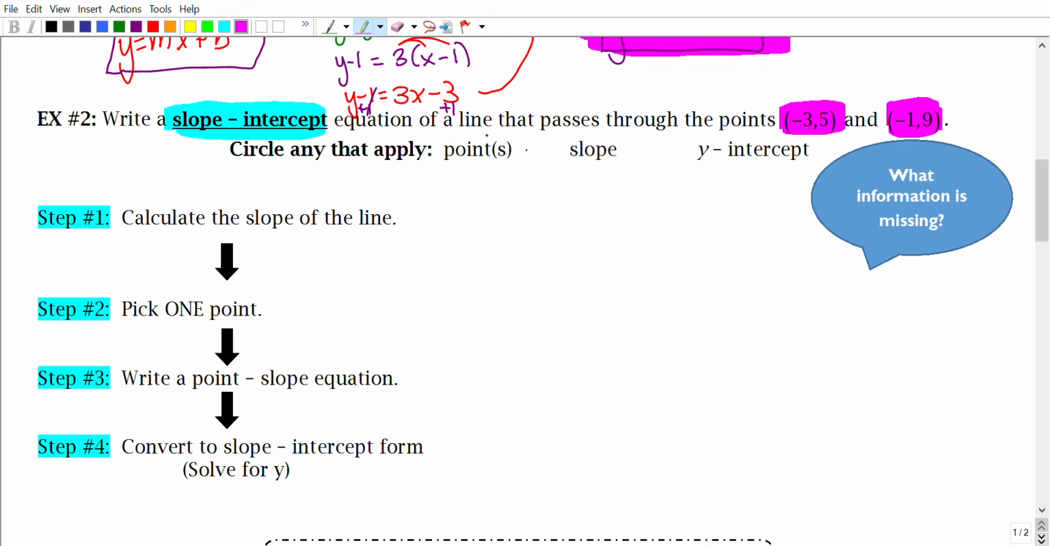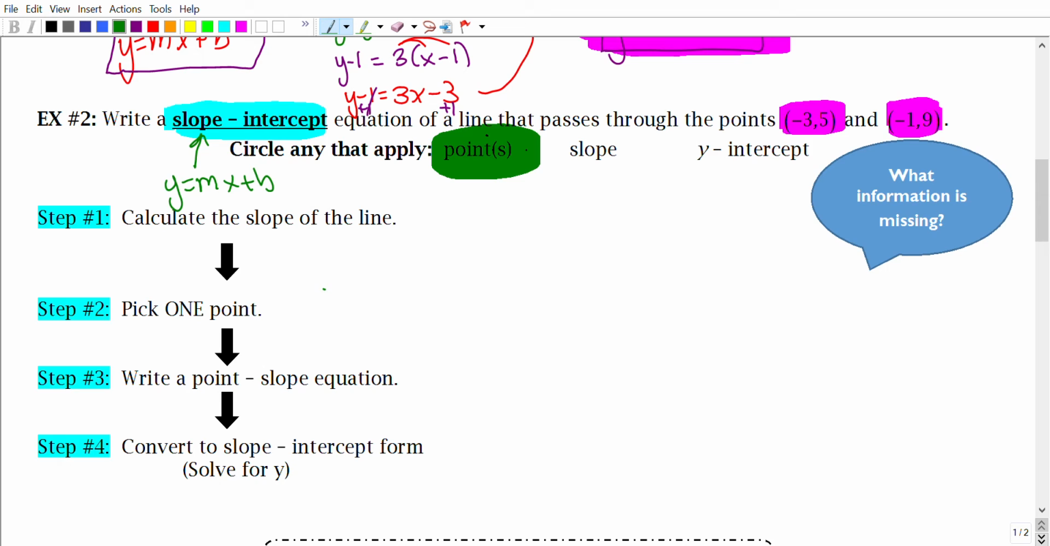Okay, so what information are we given? That's why I have this little thing down here that says circle any that apply. Well, we're definitely given points. Are we given a slope? Nope. Are we given a y-intercept? No, I'm not given either of those two. All I'm given is points. So we're going to have to do a little bit more work here in order to get it into our y equals mx plus b form. Because remember, this tells us right here what our final form has to be in.